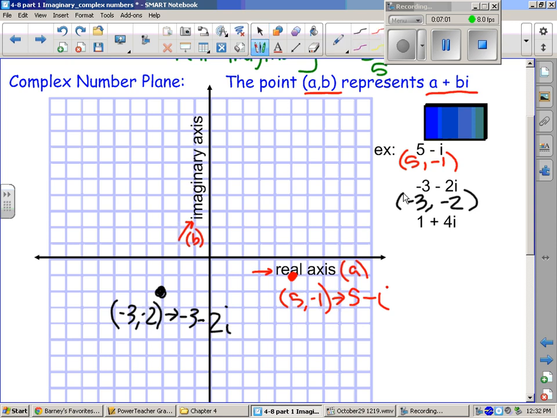All right, last one. 1 plus 4i. This time the real part is 1. The imaginary part is 4. So that's going to be way up there. (1, 4), which represents the number 1 plus 4i.